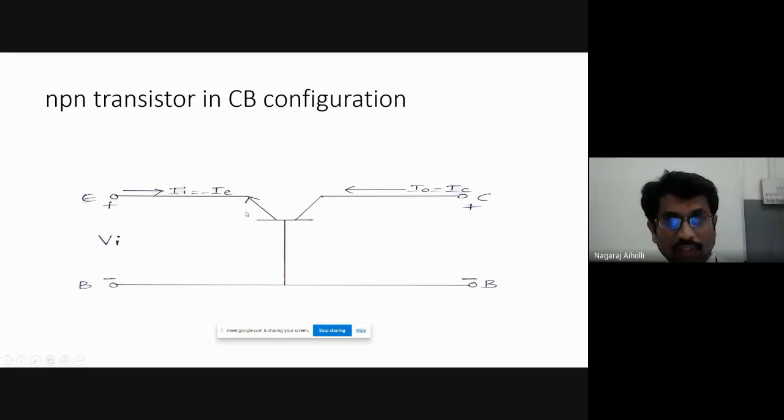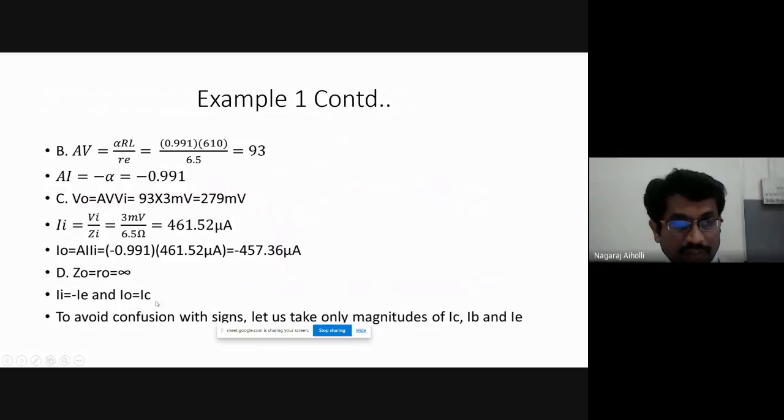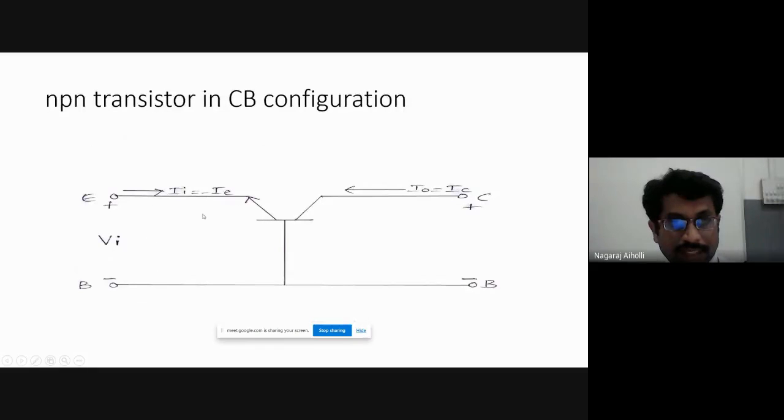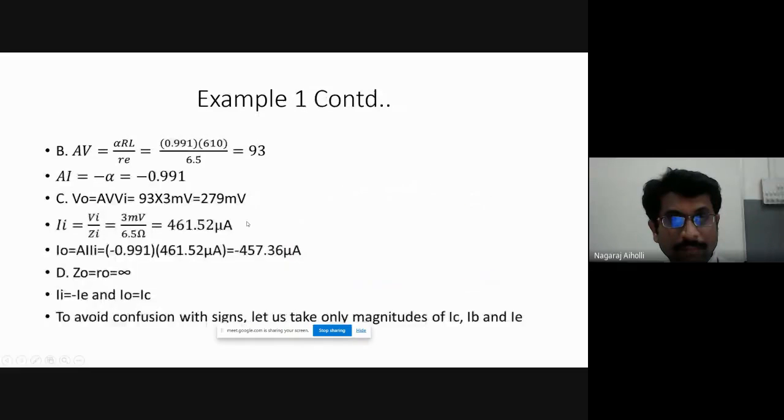When we consider the signs of the emitter current, base current, and collector current, to avoid the confusion, we are neglecting the signs of these currents. Minus sign, whatever is there, we are neglecting here. By neglecting those signs, II is equal to IE and I naught is equal to IC. We are neglecting the sign of the input current, minus IE, and simply considering it as IE. Then the formula of IE is given by anybody? IE is equal to IB plus IC.